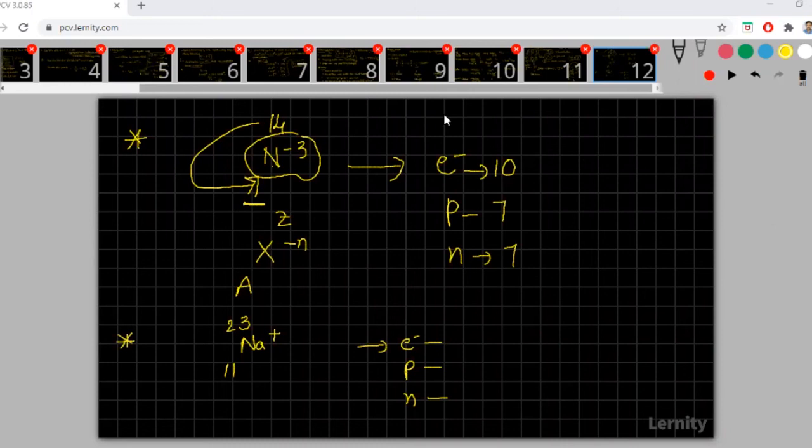Very good, Ram. So what is the atomic number here? 11. 11 means protons 11. Next, here it has lost 1 electron. That means electrons are 10. And the n value is 12. This is the answer. How many members gave the correct answer? Very good, 14 members gave the correct reply.